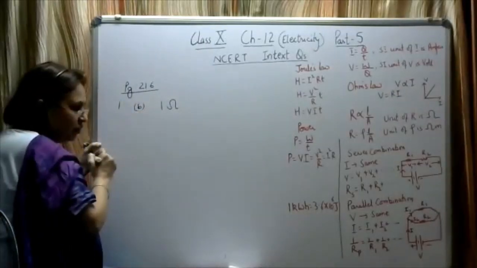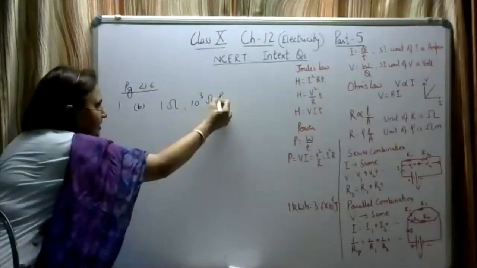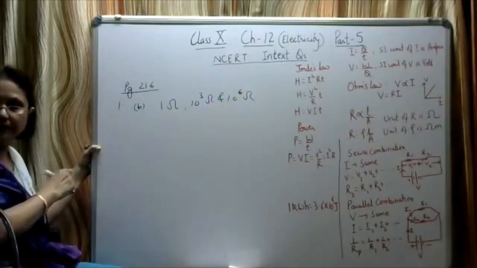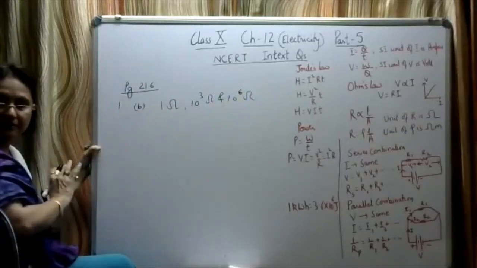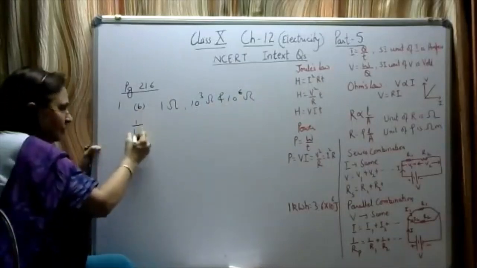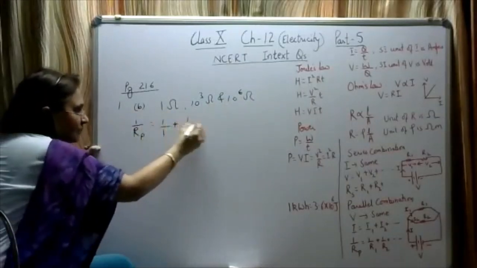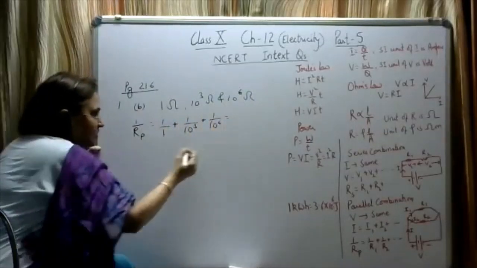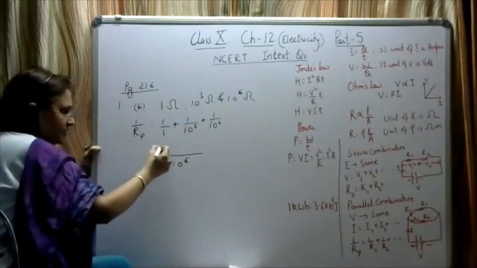B part: 1 ohm, 10 raised to the power 3 ohm, and 10 raised to the power 6 ohms are connected in parallel. So the equivalent resistance will be less than the least resistance, that is, it will be less than 1 ohm. Let us find out. 1 upon Rp is equal to 1 upon R1, 1 by 1, plus 1 upon 10 raised to the power 3 plus 1 upon 10 raised to the power 6. Here the LCM is 10 raised to the power 6.